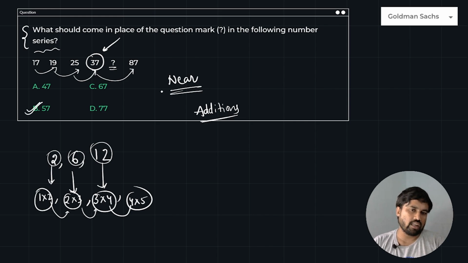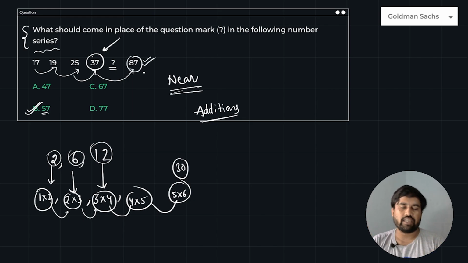Just verify with the next element, whether it is correct or not. So 4 into 5 added, next 5 into 6 will be added, 5 6 are 30. If you add 30 to 57, it will become 87. Yes, perfectly our logic works here. So this is an easy concept guys, and you need to practice in order to become flexible with this type of questions.